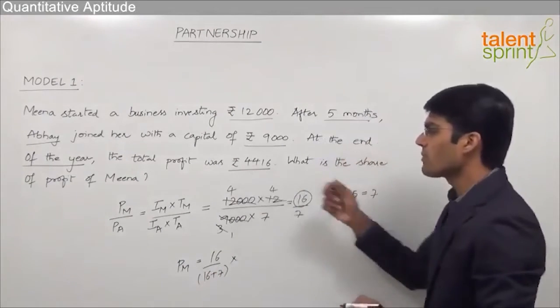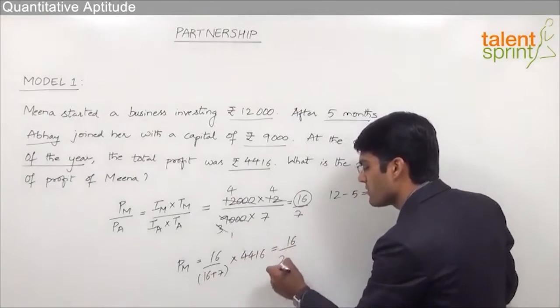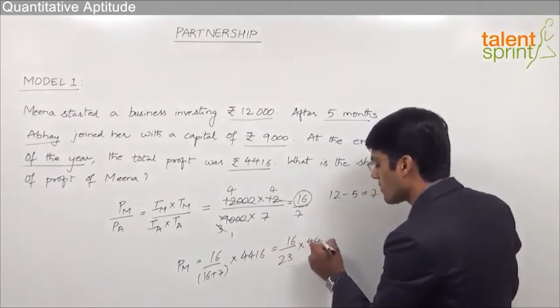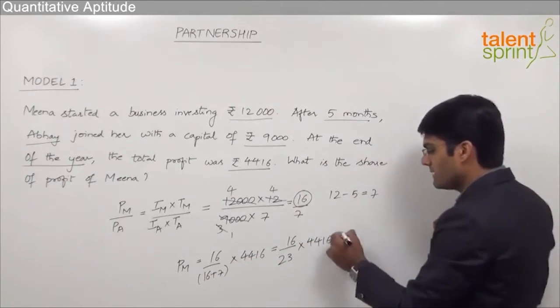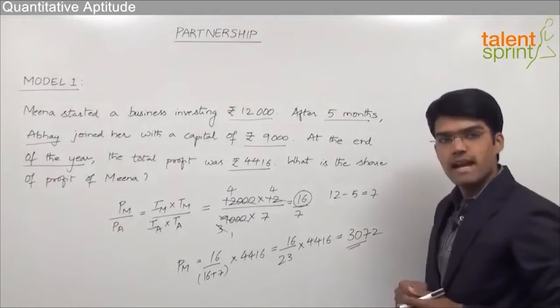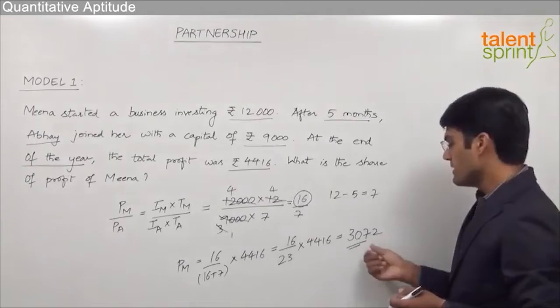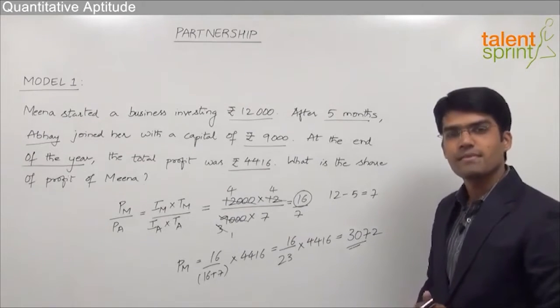Multiplied by the total profit of 4,416. So this comes out to be 16 out of 23 into 4416. And by simplifying this, we get the answer as 3072. So we can say that the profit of Meena out of 4,416 should be 3,072 rupees.